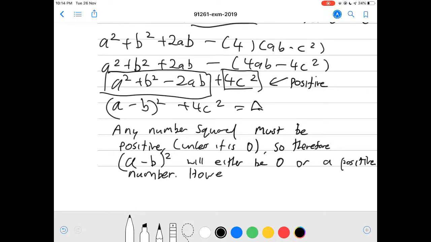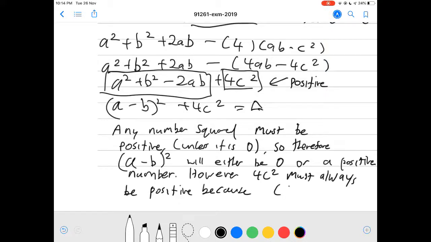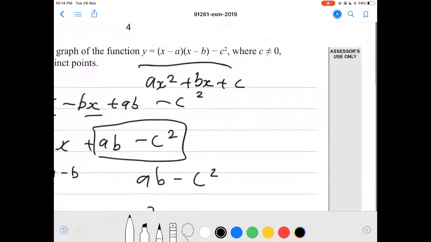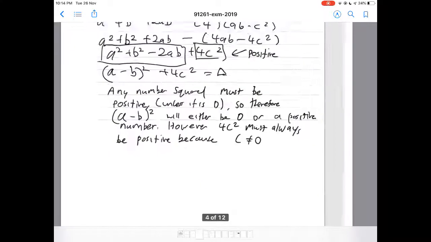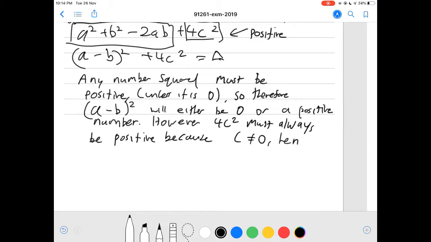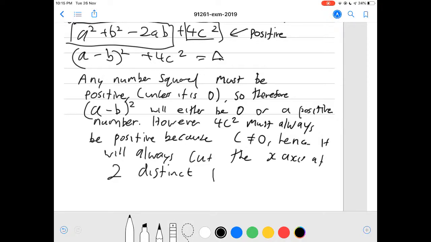However, 4c squared must always be positive, because c cannot be equal to 0. And that's specified in the question. That's the reason it's specified here. It says that c cannot be 0, so therefore this must be positive. Hence, it will always cut the x-axis at 2 distinct points. And that should be your explanation for your question.